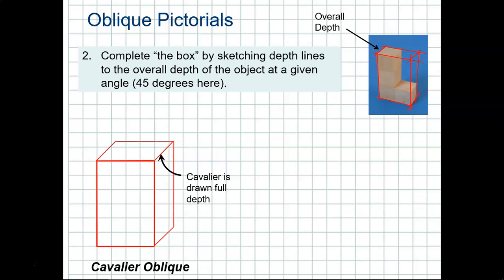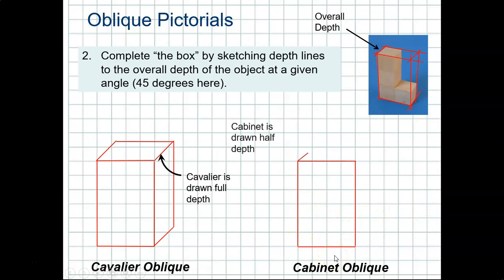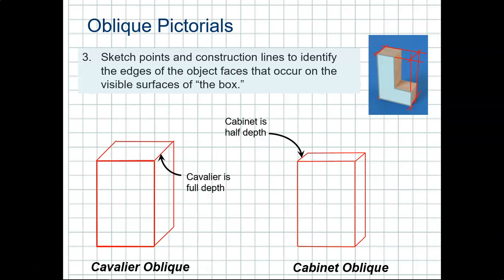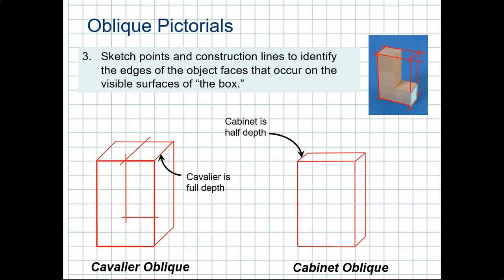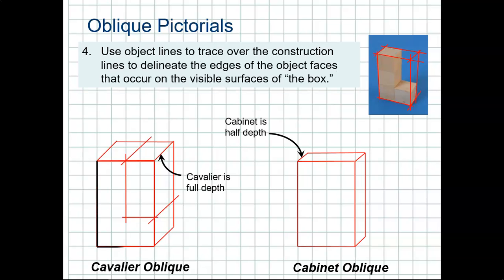So that's the Cavalier, the overall glass box. And then they will show you that the cabinet has the exact same height and width, exactly the same. The only difference is that their depth is only going to be half when it's cabinet. You will sketch in that front face for both of them, and that would look the same for both examples. The top part as well as the side.